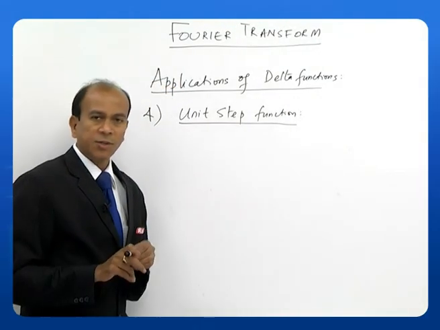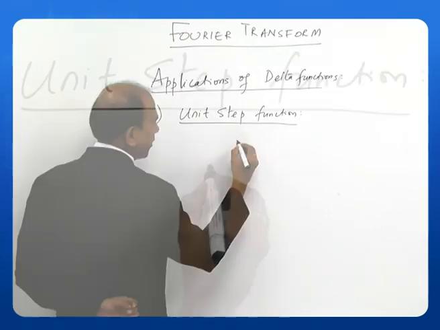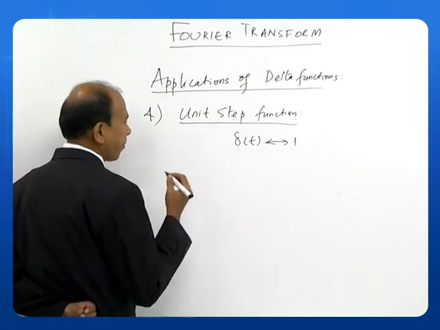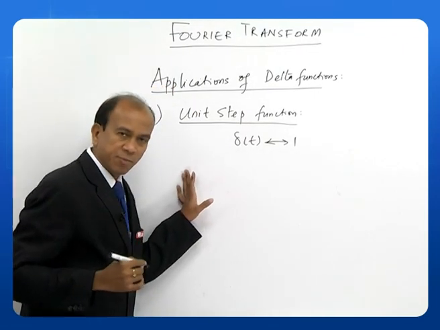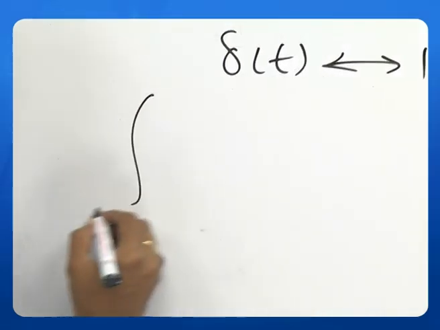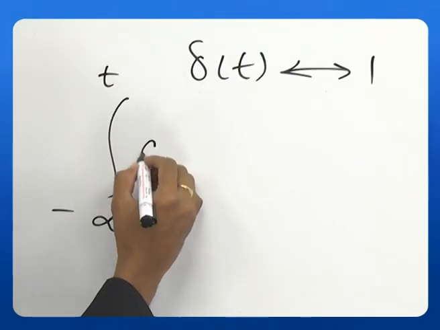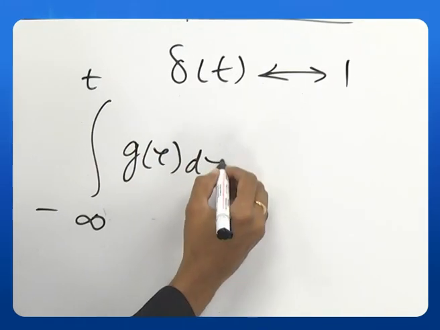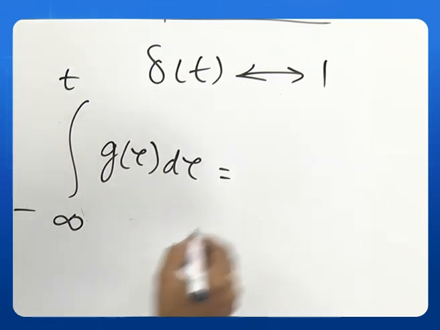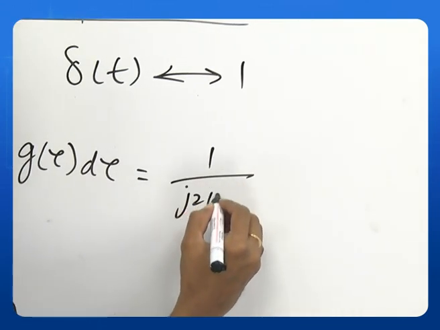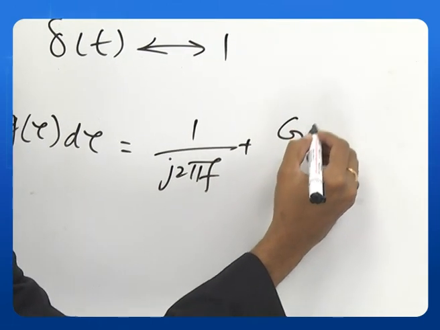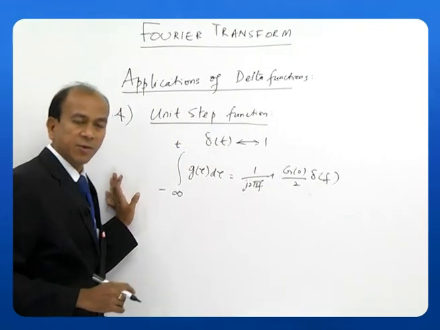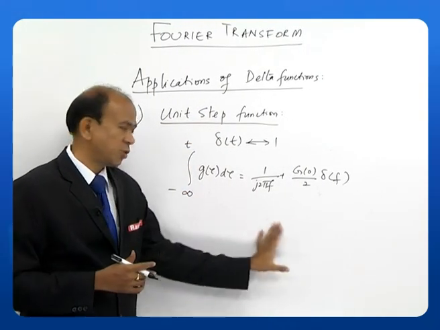Okay. So, let us look at this now. What is the Fourier transform of delta of t? That is 1, and the integration property of the Fourier transform says, let us also use that here, the integral from minus infinity to plus infinity of g of tau d tau will be equal to 1 by j 2 pi f plus g of 0 by 2 delta of f. This is the Fourier transform. When I apply the time integration property, this is what you will get.